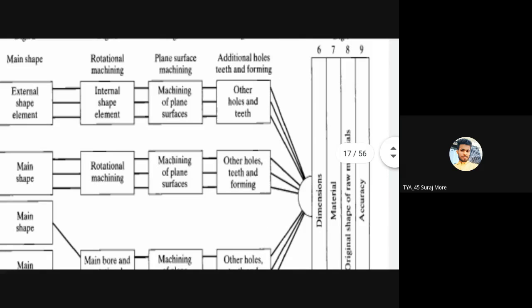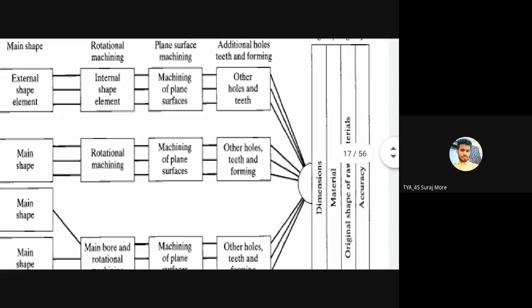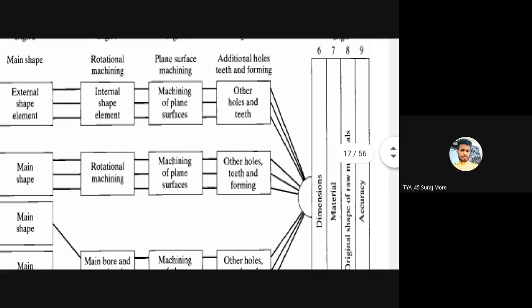Digit 7 shows the material. Which type of material is there? Different types of material: ferrous, non-ferrous, plastics, fiber, composite. According to the material type, that digit also shows which material is used in the product. Digit number 8 shows the original shape of the raw material we have taken, and the last digit, 9, shows the accuracy. Whatever the accuracy from the higher authority, after the analysis of that product, they will also give.